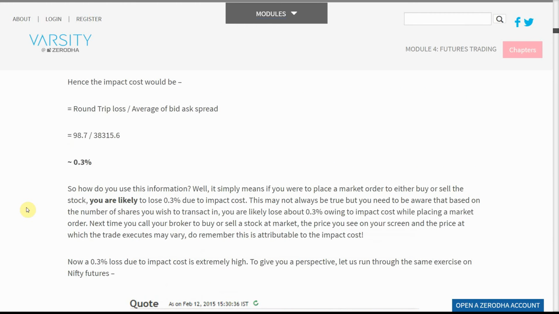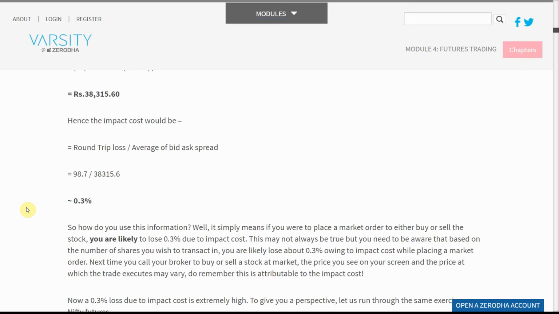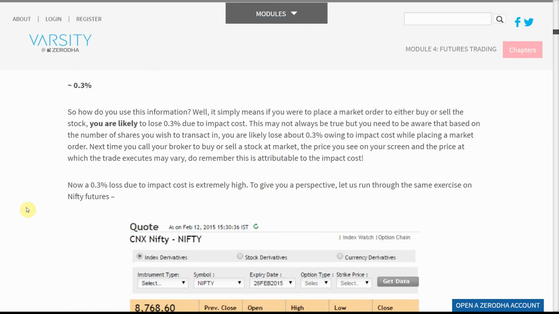Well, it simply means if you were to place a market order to either buy or sell the stock, you are likely to lose 0.3% due to impact cost. This may not always be true, but you need to be aware that based on the number of shares you wish to transact in, you are likely to lose about 0.3% owing to impact cost while placing a market order.